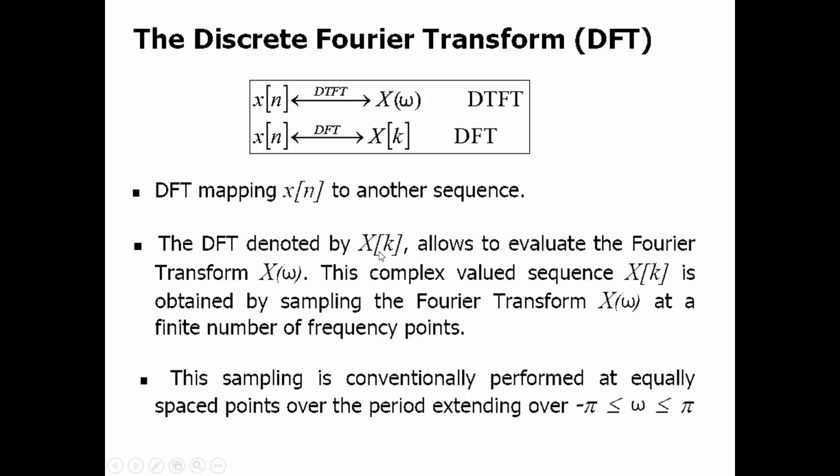Now the DFT, denoted by X(k), allows us to evaluate the Fourier transform X(omega). We get X(k) after the sampling of X(omega). We want to evaluate this Fourier transform X(omega) at various frequency points. This complex valued sequence X(k) is obtained by sampling the Fourier transform X(omega) at a finite number of frequency points. This sampling is conventionally performed at equally spaced points over the period extending from minus pi to pi.